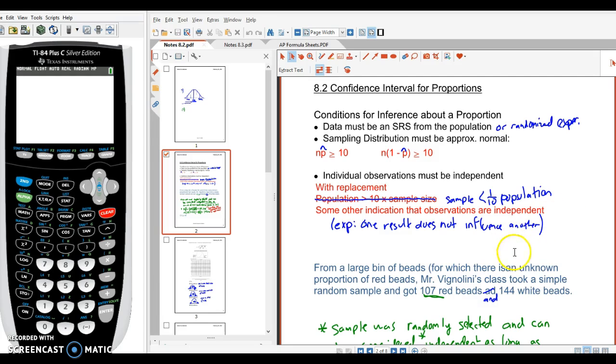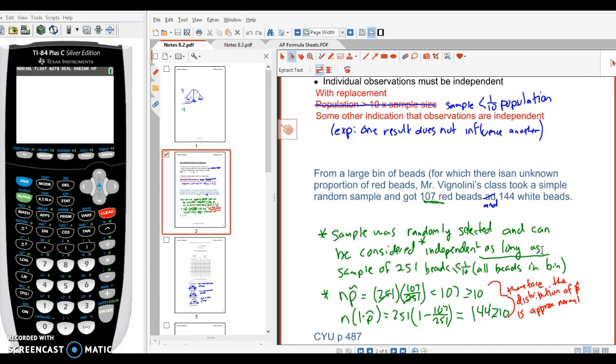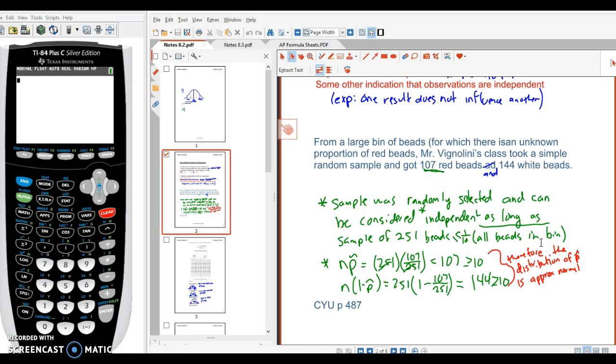An example provided in the book was there's a large bin of beads for which there's an unknown population of red beads. The teacher's class took a simple random sample and got 107 red beads and 144 white beads. So you have the sample, which is randomly selected, and it can be considered independent as long as the sample, which was a total of 251 beads, is less than 1/10 of all the beads in the bin. Okay, if I'm assuming a large bin, then that would be reasonable.